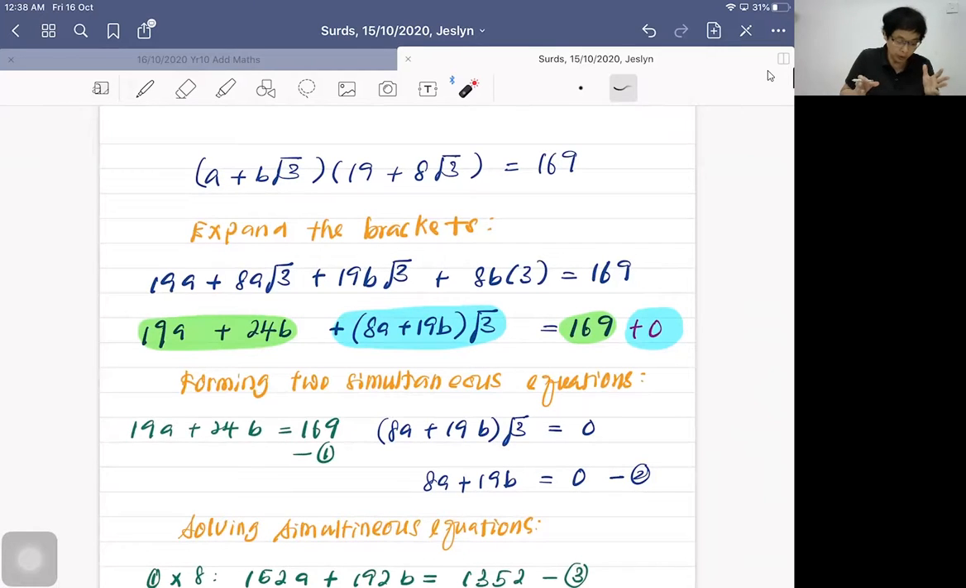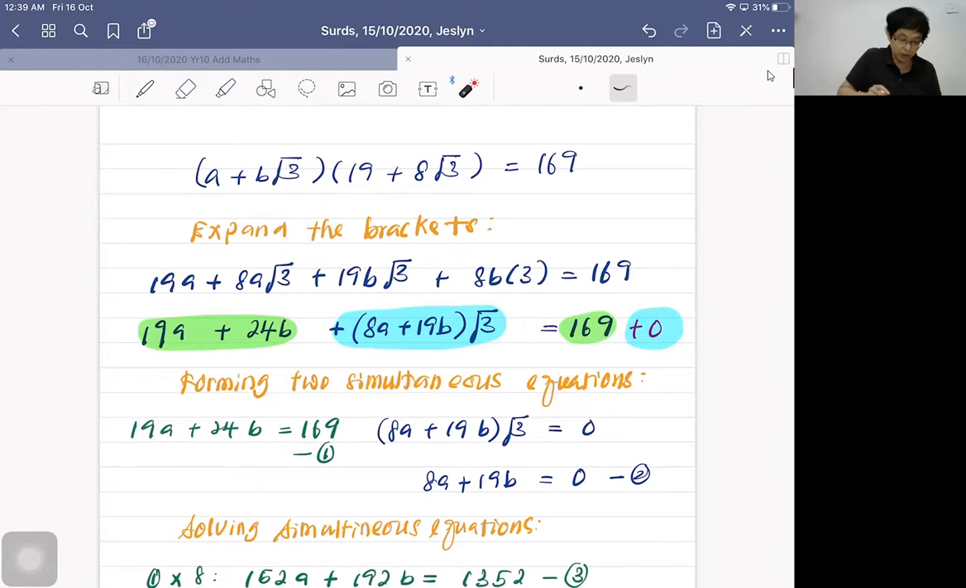Since we need to find two unknowns, A and B, we would come out with simultaneous equations. How do we come up with that? By comparing both sides, left and right. We notice that 169 is a constant, which is the one I highlight with green. And then we notice that on the right-hand side, there is no √3 term. Therefore, we can quite confidently say that it is plus 0.